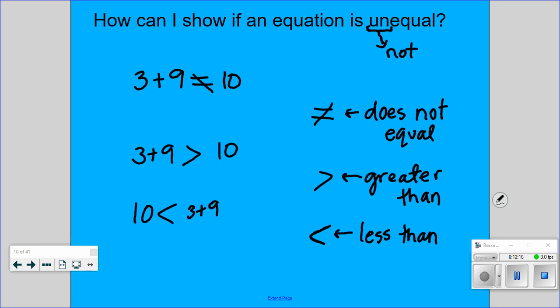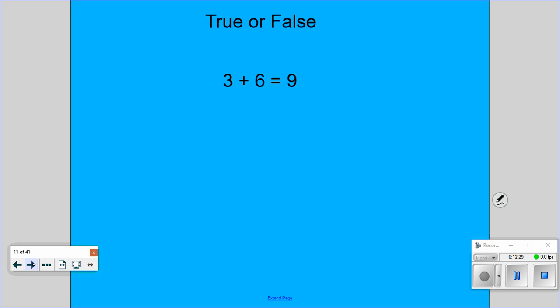We're going to look at some equations and determine if they are true, if they are equal, or if they are unequal and we need a different symbol. Okay? All right, go ahead and write this one on your paper. It says 10 is equal to 2 groups of 5. You don't need to write true or false. 10 is equal to 2 groups of 5.